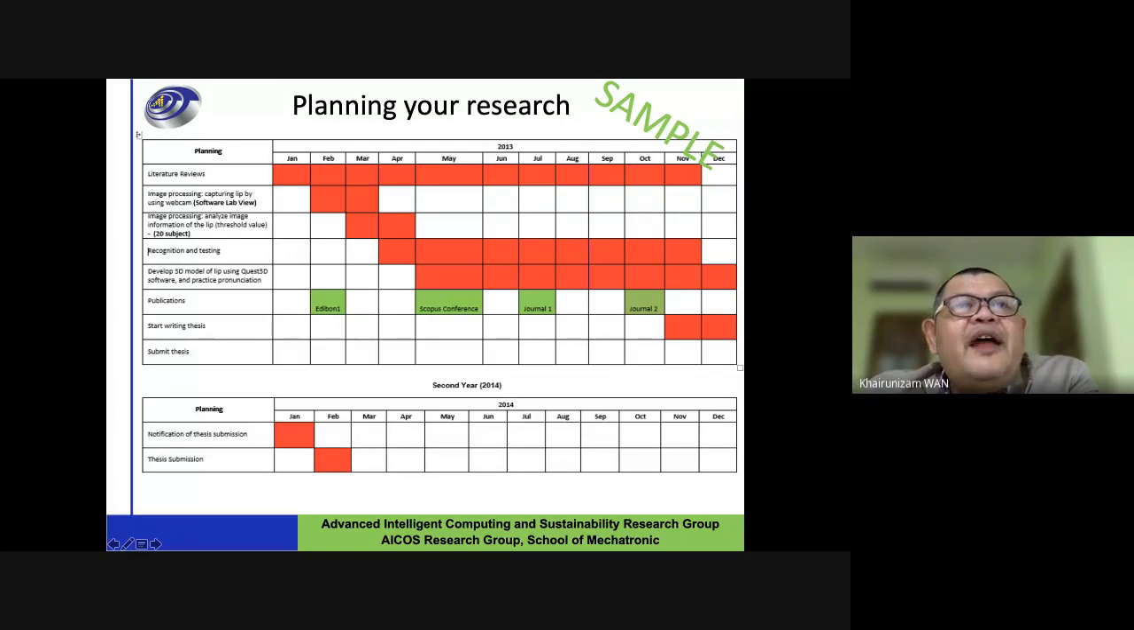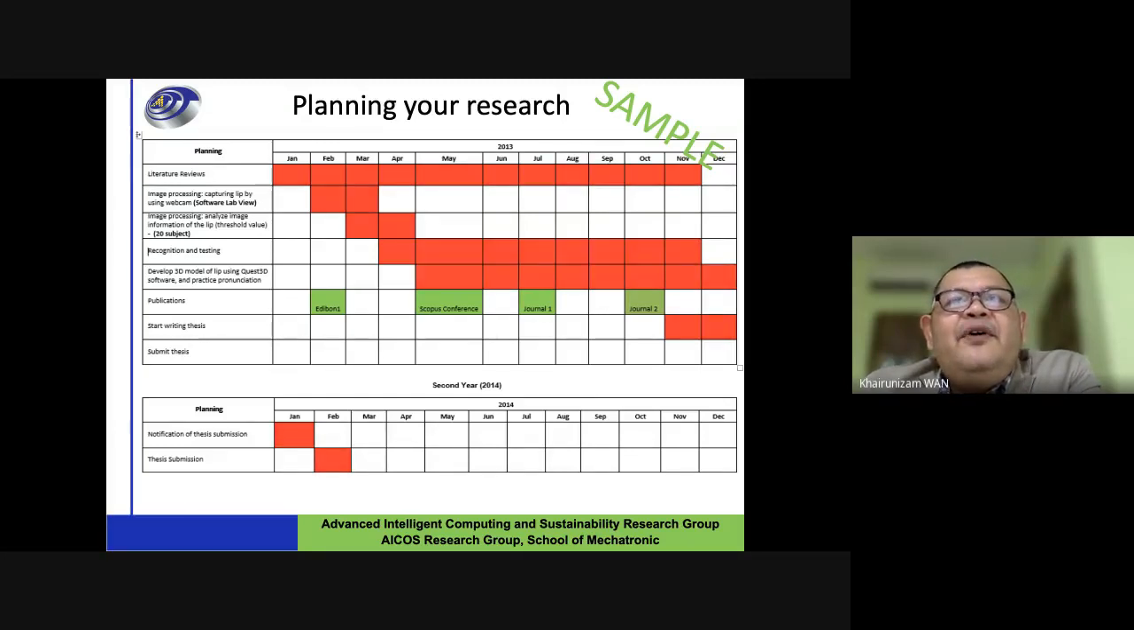Okay? So write everything here. You write everything here, starting from the literature review, when to start, January 2013, when to finish, November. And then when to start writing the report, or some departments call it a thesis. You will start writing the thesis from November until December, 2 months, for example, here. And then when to submit it, February 2014. So this is a research planning.